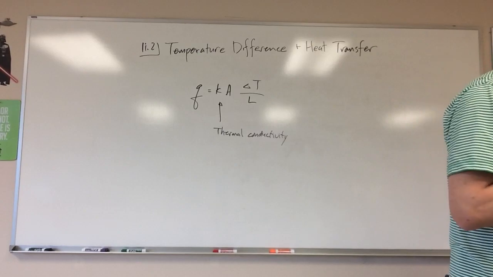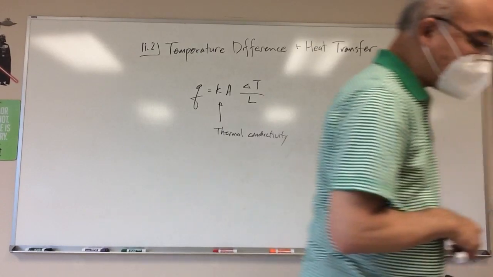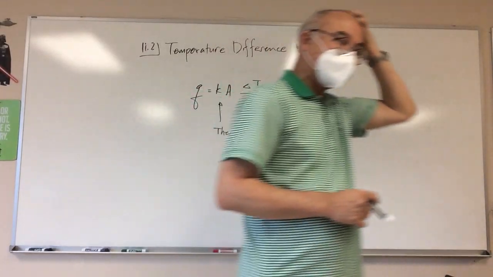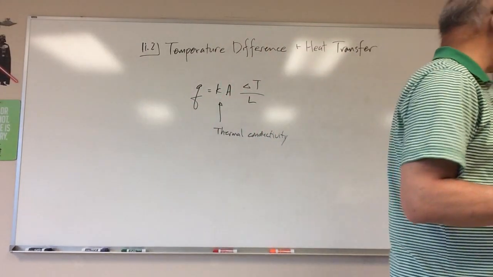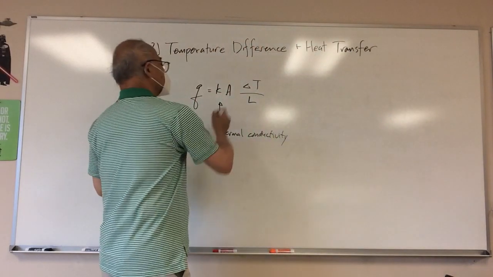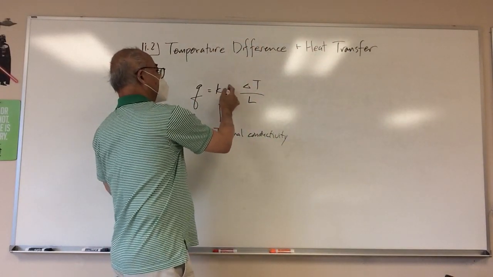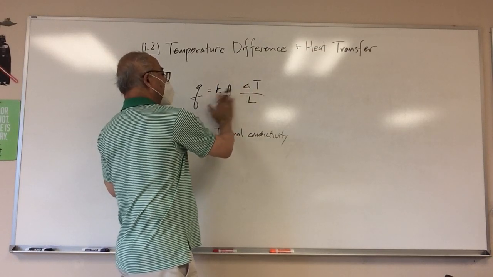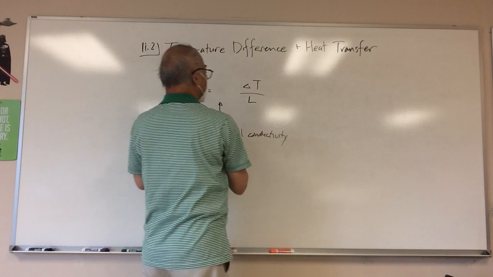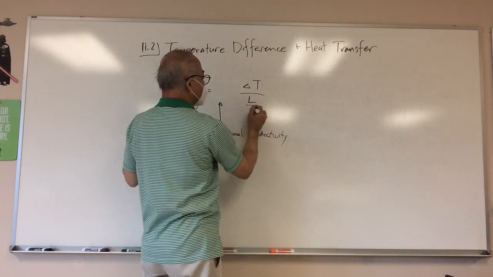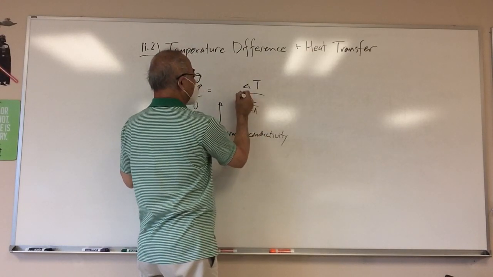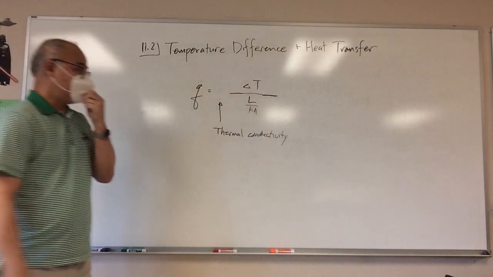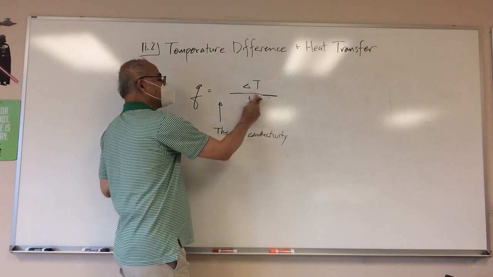One thing we can do here is introduce a concept called thermal resistance, not thermal conductivity. If we take this and divide top and bottom by this, kA, I can actually put this underneath here, like that. And this is now called the thermal resistance.